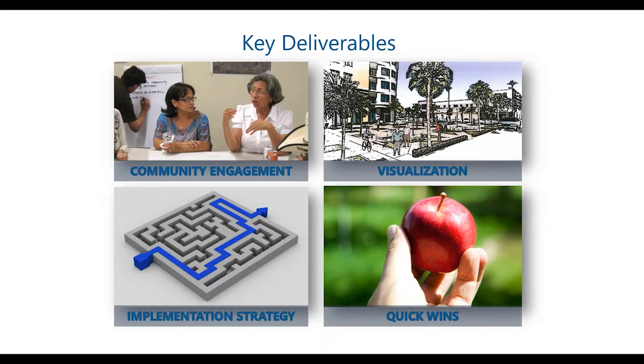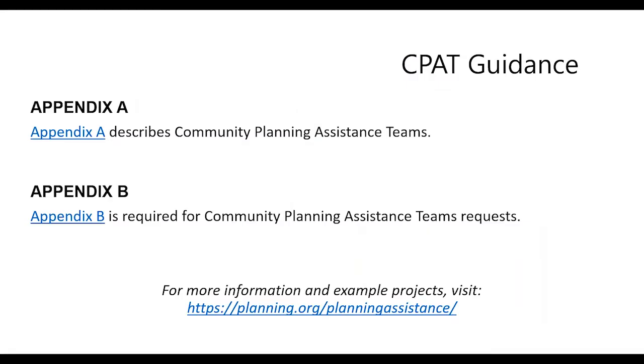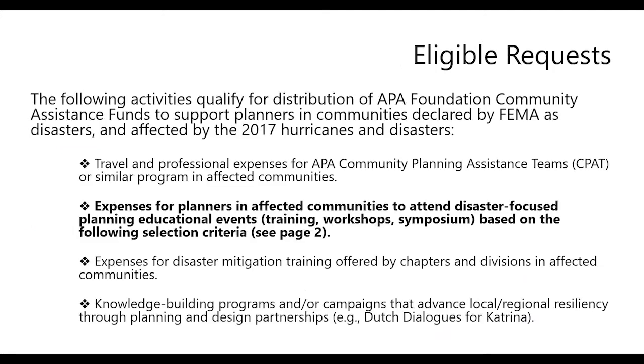An implementation strategy that helps the community stay on track toward reaching its short and longer term goals is another key offering by teams. And another important thing that teams try to identify is low-hanging fruit, quick wins, tangible results, positive changes that people in the community can notice and experience in the short term. This helps maintain momentum and helps keep the community involved in the longer term efforts. That is a quick scan of what CPAT projects typically involve.